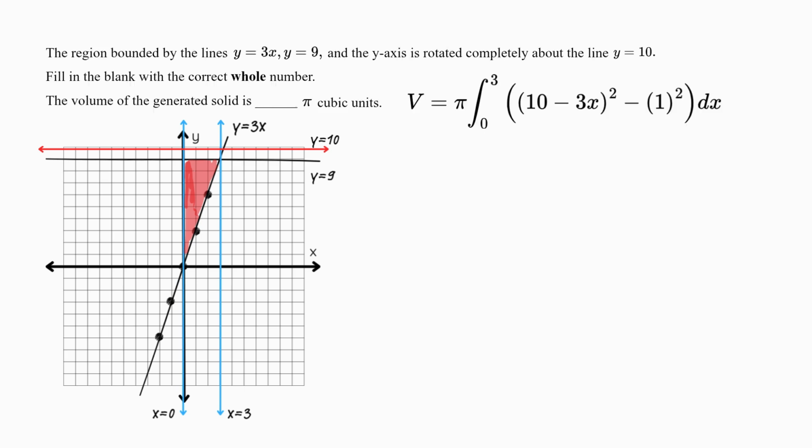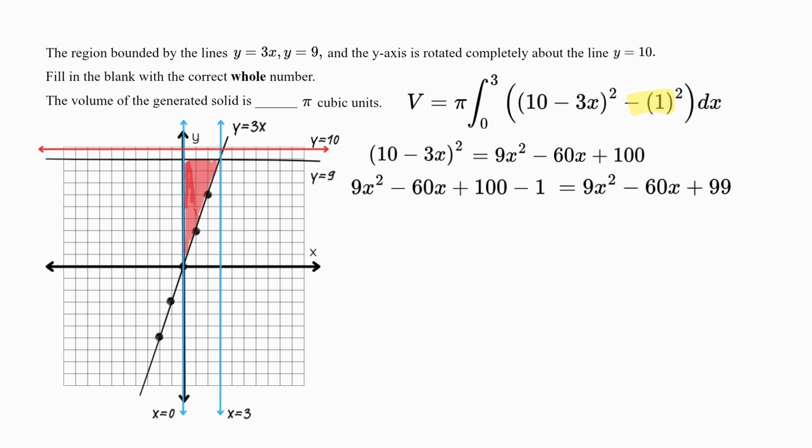Let's simplify inside the integral first. So, the quantity 10 minus 3x, all squared, becomes 9x squared minus 60x plus 100. Now, subtract the inner radius, 1 squared. 9x squared minus 60x plus 100, minus 1 equals 9x squared minus 60x plus 99.